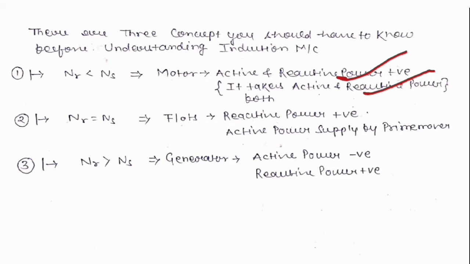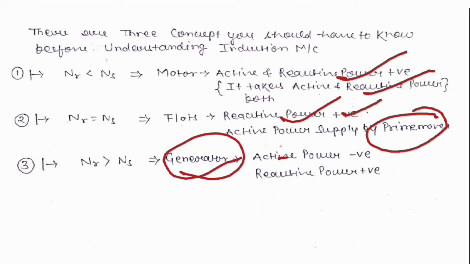Okay, NR equal to NS, that means reactive power is positive because we need continuous magnetization, continuous excitation actually. So reactive power is positive, and active power is supplied by the prime mover. And the third one is NR greater than NS. That means this is the case of the generator, so active power is negative and reactive power is positive.